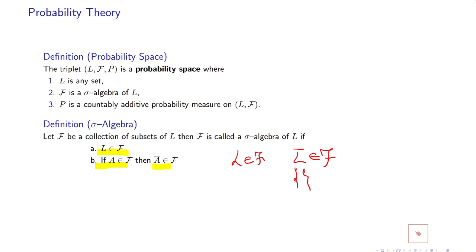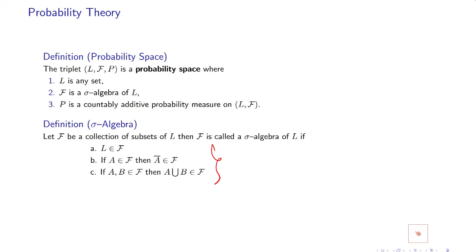Members of a sigma algebra, we call them an event. The third and last required property for a sigma algebra is that if you take any two members, it should be closed under union operations. So if you have A and B, a union of them should be there. Any collection of subsets of Ω which satisfies these three properties, we call a sigma algebra.